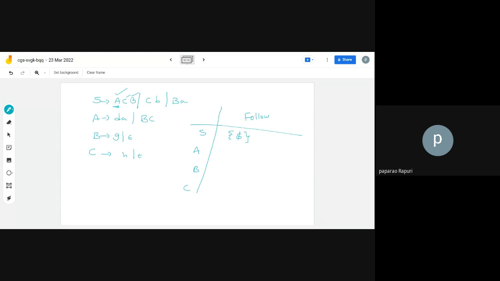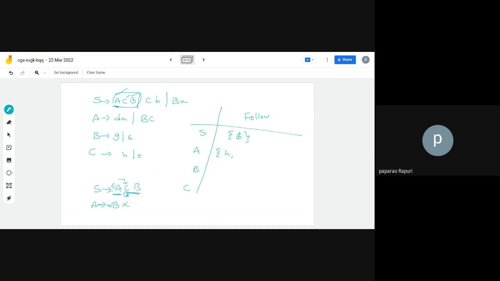Here, follow of A. This is the only production I am having: S derives A, C, B. So the production is in the format of A is deriving alpha B x, where x means C B. For this case, I can write follow of A is equal to first of C. So first of C means small h.